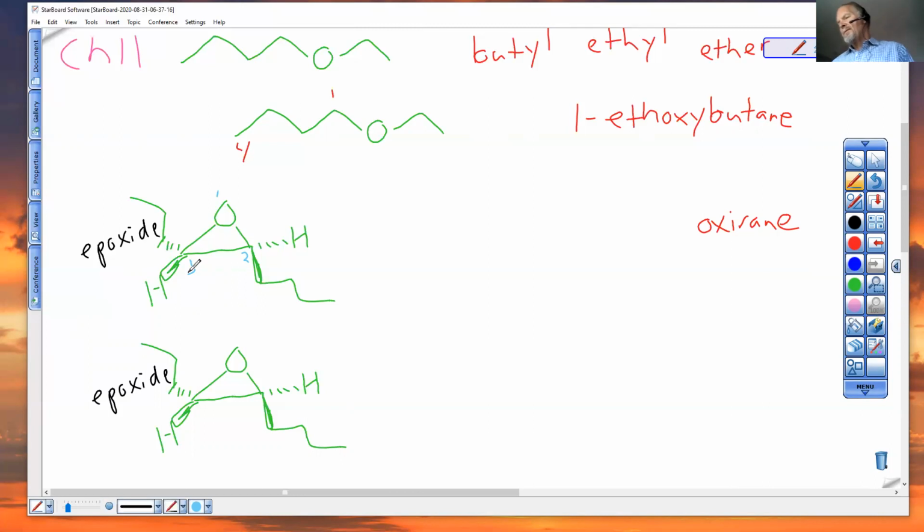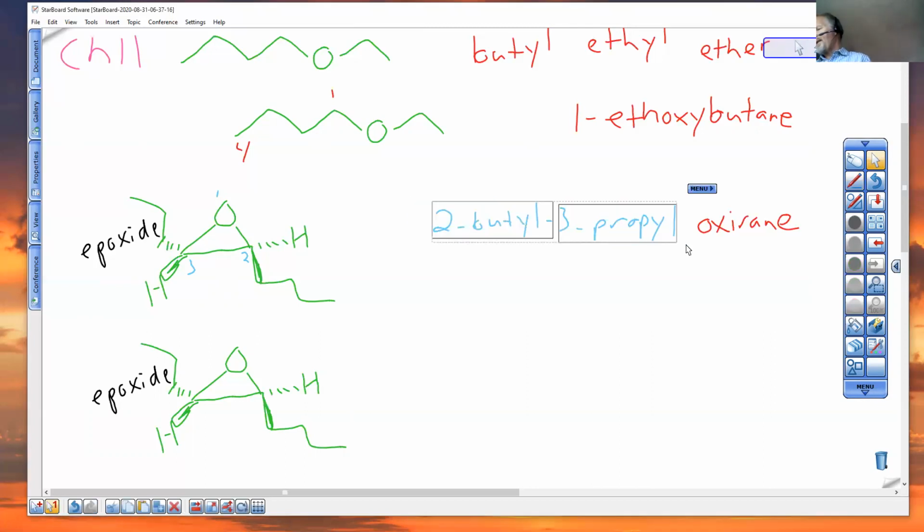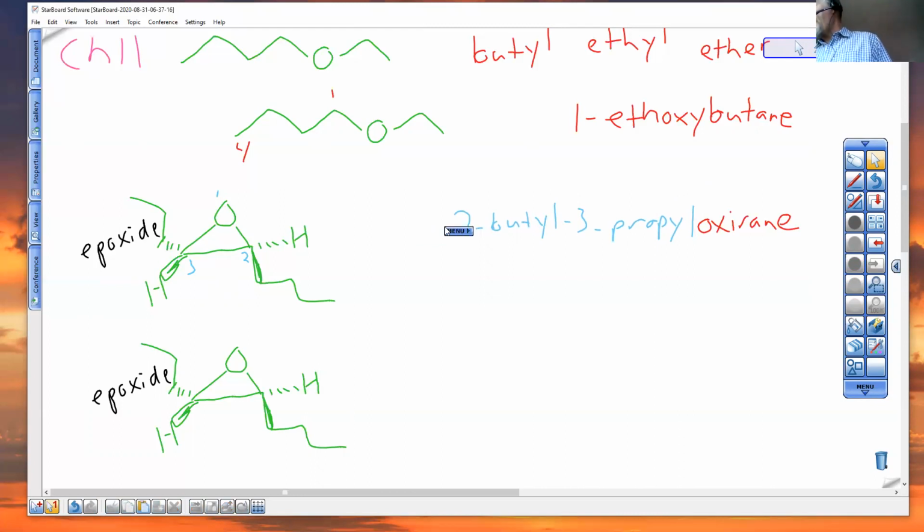That's a butyl group on 2. 1, 2, 3, 4. 2-butyl. And on 3, it's a propyl, alphabetical. 2-butyl-3-propyloxirane. Unlike ethers and acetylenes, this is one word. We have stereocenters on 2 and 3.